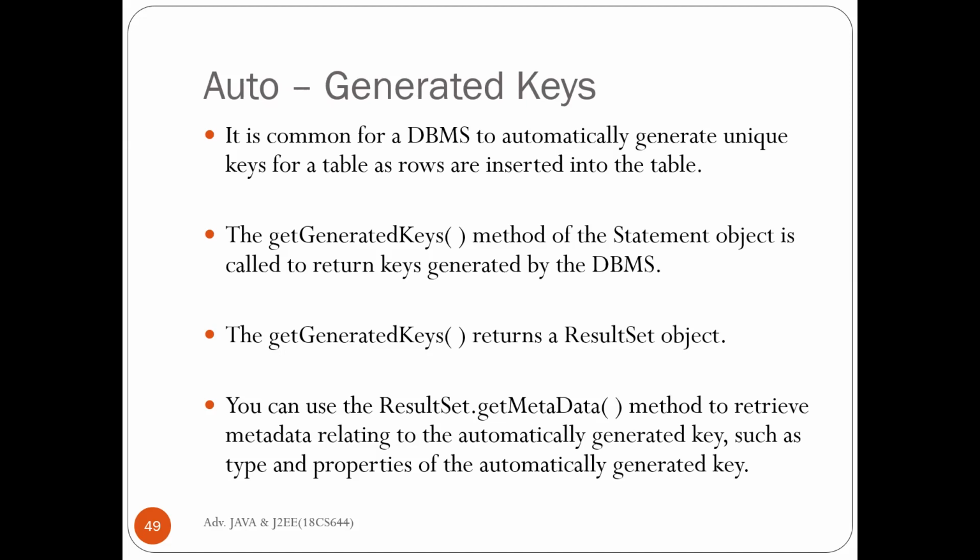So what is the use of auto generated keys? Auto generated keys are useful when we want to get the value of an auto incremented value in the database on a newly inserted row. Which method do we have to call? That is get generated keys. Get generated keys will return a result set. In that result set, we have to use the get metadata method to extract the details related to that particular metadata.